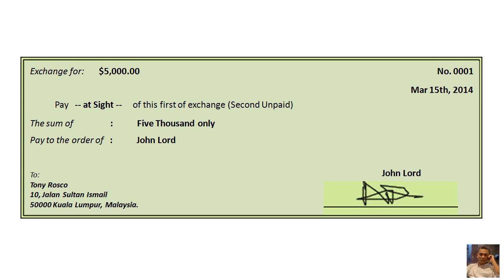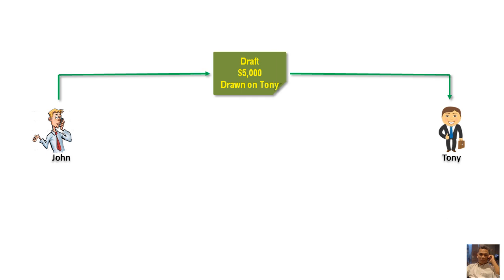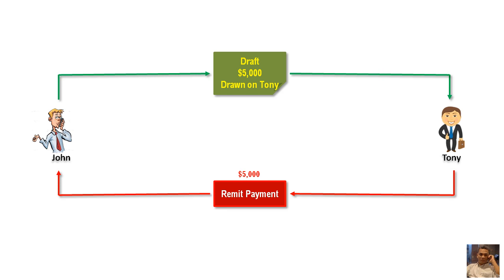Now, since the negotiability of a negotiation LC lies on the negotiability of a draft, let us look at how the negotiation of a draft takes place. Take this draft as an example. Now, to get the money, John must present this draft to Tony. When Tony receives the draft, Tony will arrange with his bank to send a TT or telegraphic transfer to credit John's account. This process will probably take 3 to 5 days before John can get his money.